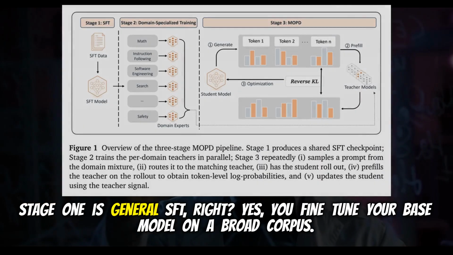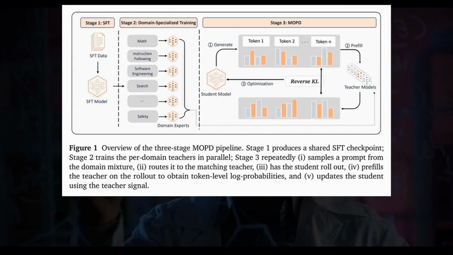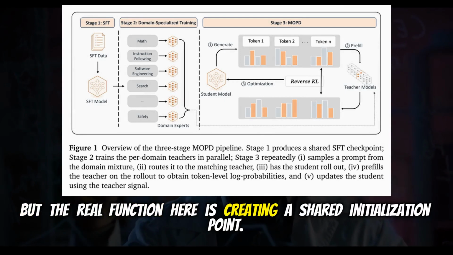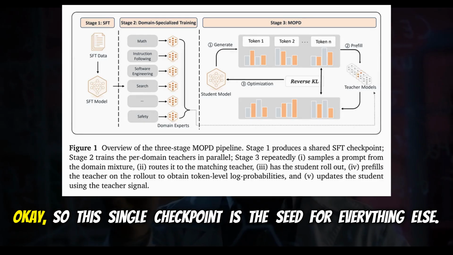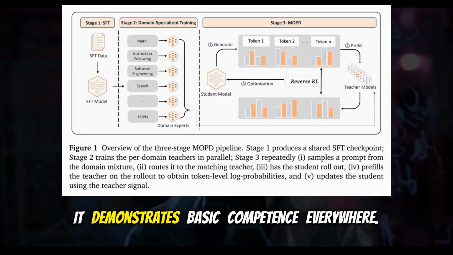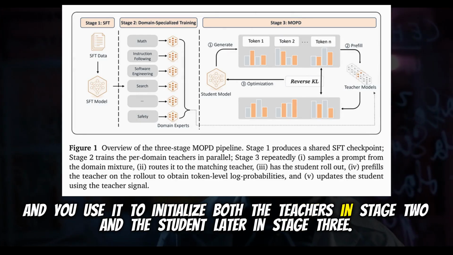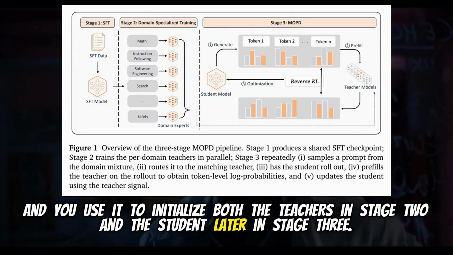Stage 1 is general SFT, right? Yes, you fine-tune your base model on a broad corpus. But the real function here is creating a shared initialization point. Okay, so this single checkpoint is the seed for everything else. Exactly. It demonstrates basic competence everywhere, and you use it to initialize both the teachers in Stage 2 and the student later in Stage 3.